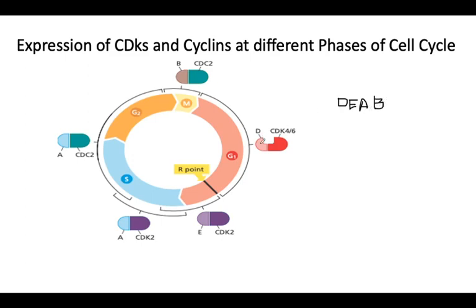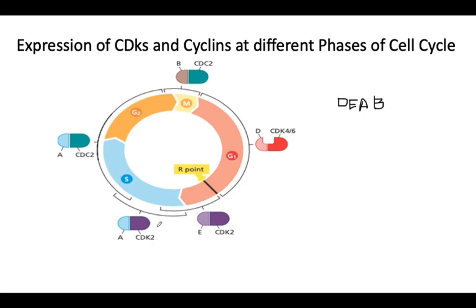Now, cyclin D1 forms a complex with cyclin-dependent kinase 4 or 6, and this facilitates early and mid G1 phase, followed by the activation of cyclin E forming a complex with CDK2. This facilitates the entry from the R point to the S phase.